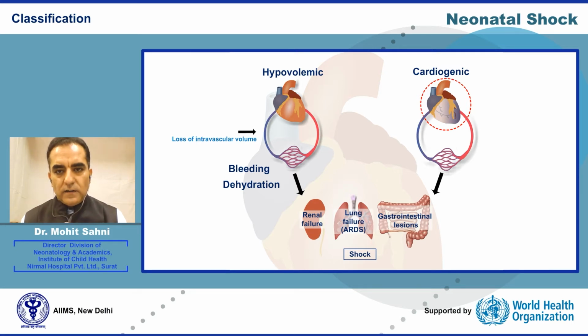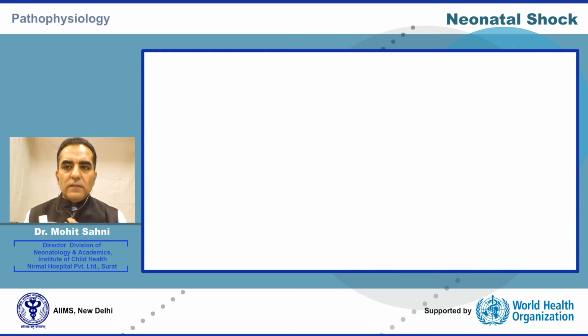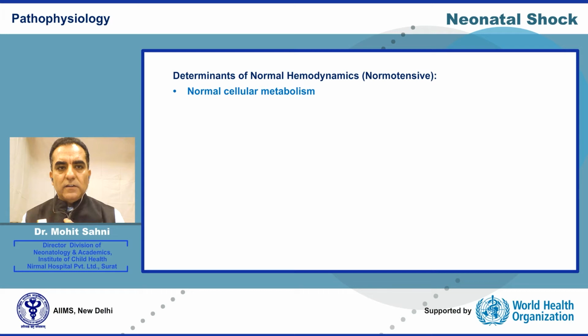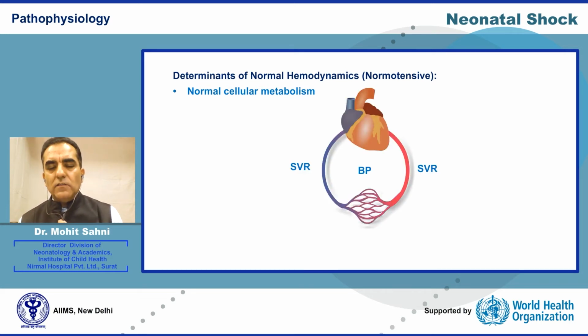When we talk about the pathophysiology, what are the normal determinants which keep the hemodynamics normal? Why do we call it normotensive? Because most of the time when we talk about shock, we try to assess infants or patients by blood pressure. So when your blood pressures are normal, you are normotensive, and your hemodynamics is normal. But now we know it is not blood pressure that is the sole determinant of shock.